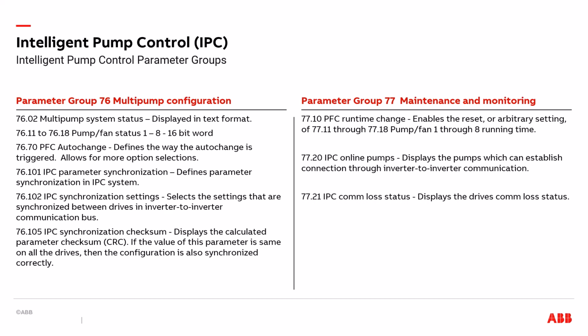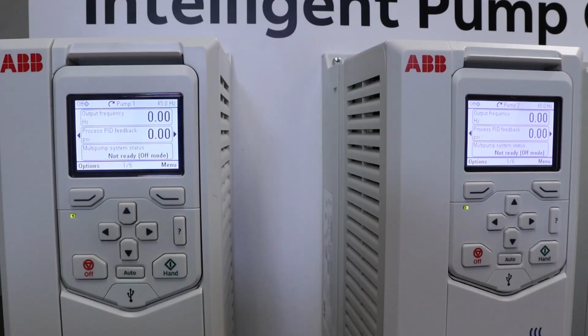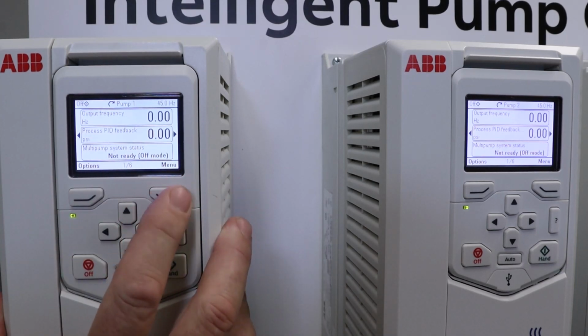7721 IPC COM loss status displays the drive's COM loss status. Both these parameters allow you to look at what's happening with the inverter to inverter communication. Let's take a look at the parameters. We're going to do a quick look at the parameter group that has to do with the intelligent pump control.